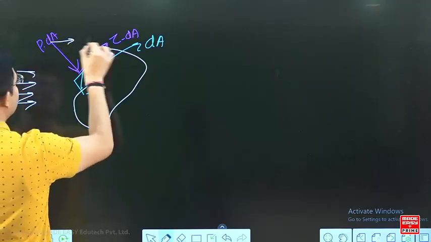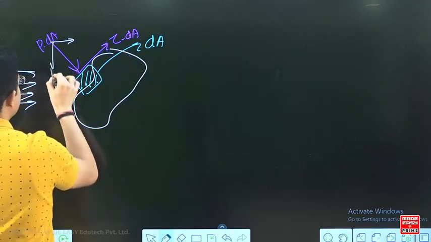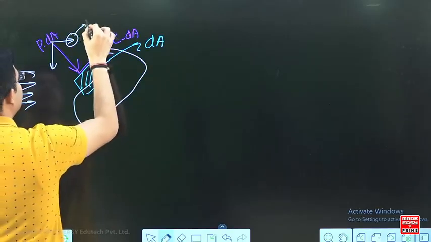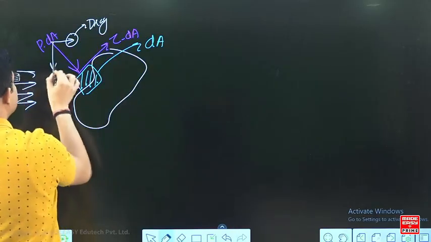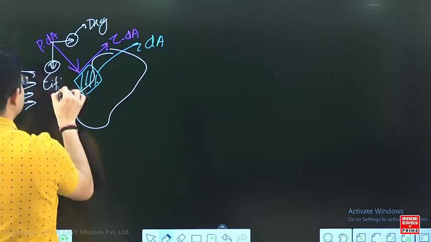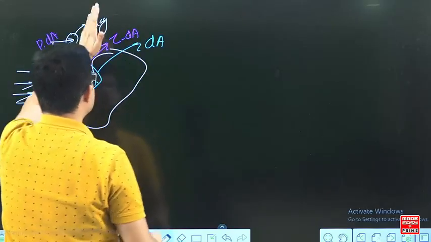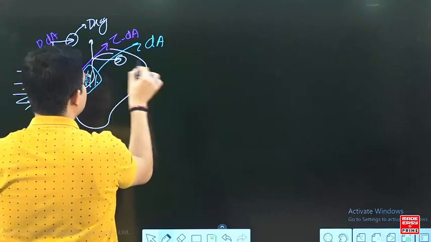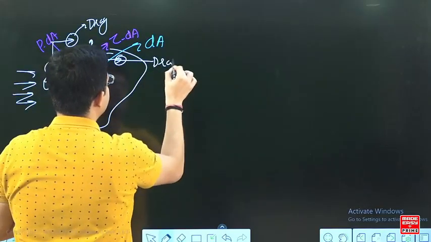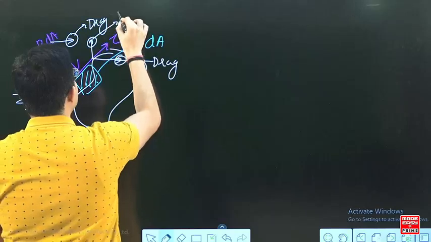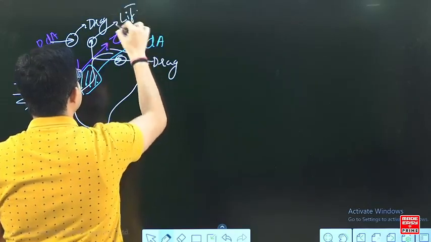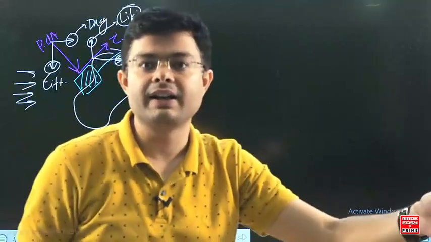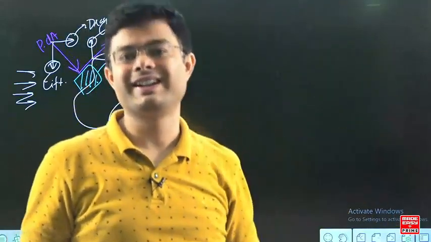One component can be in the direction of the motion of the flow, and one component will be perpendicular to the direction of the flow. So this component will create drag due to pressure. This will create lift due to pressure. There can be 2 components of shear also. One component will be in the direction of the motion of the flow, that is drag, and one component will be perpendicular to the motion of the flow, that is lift. So pressure can create drag and lift, shear can create drag and lift.